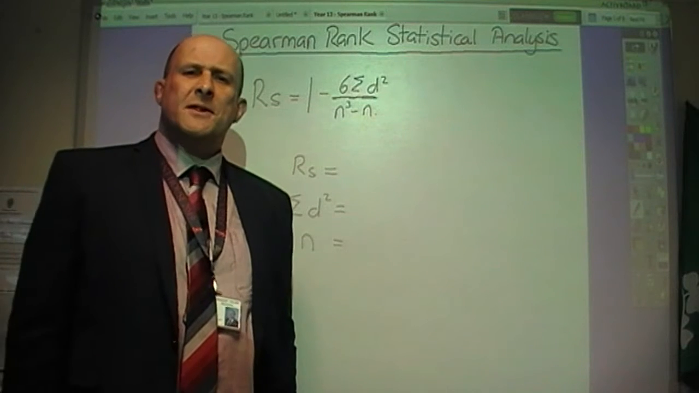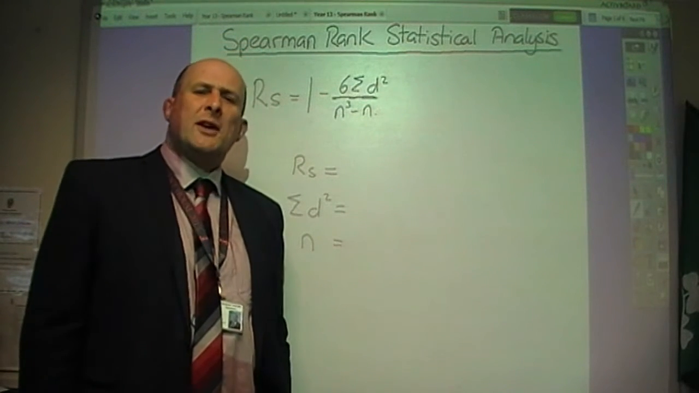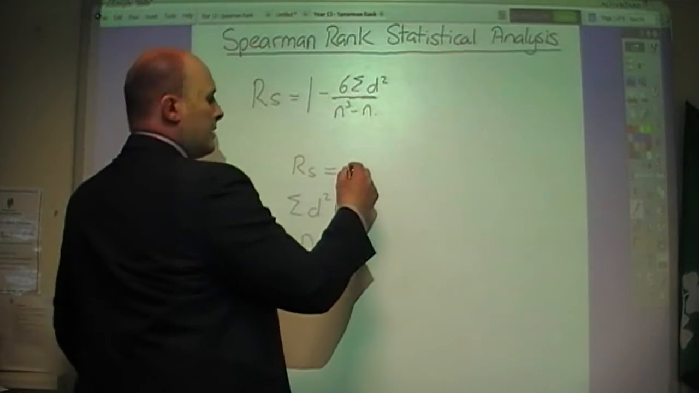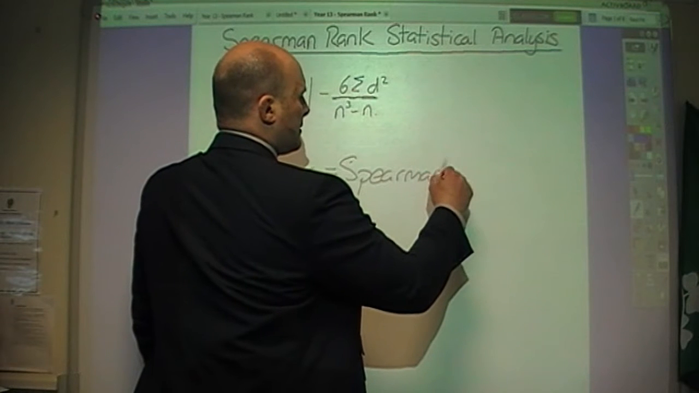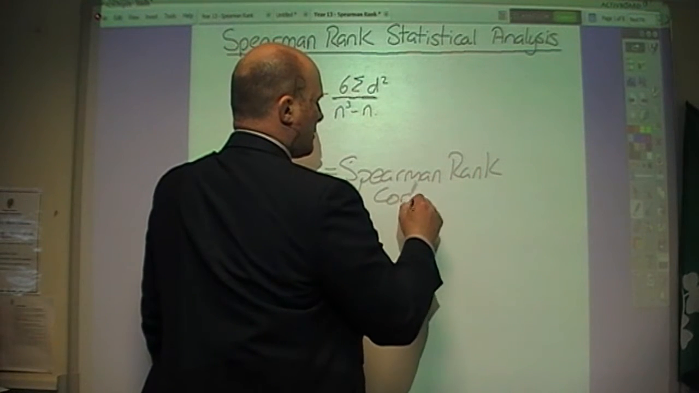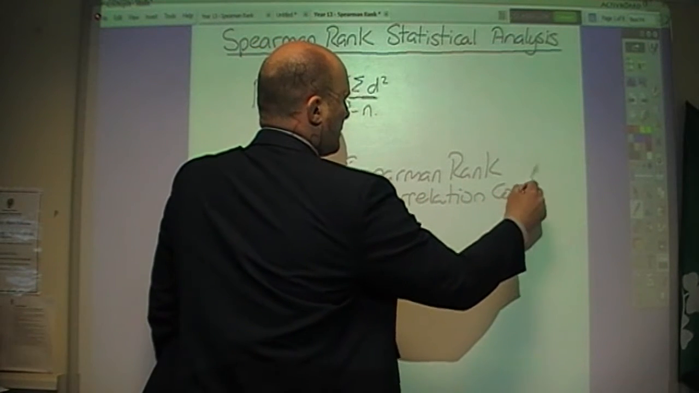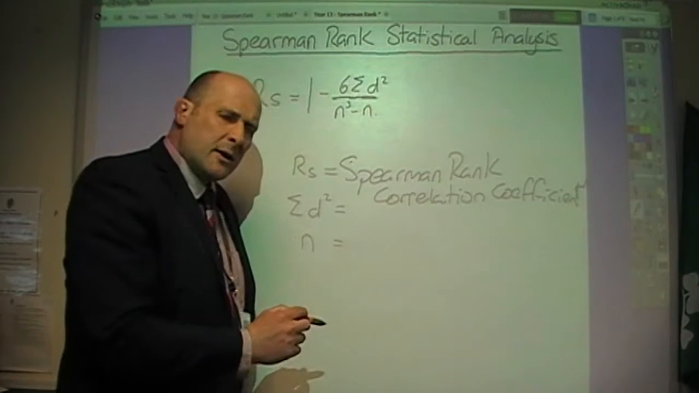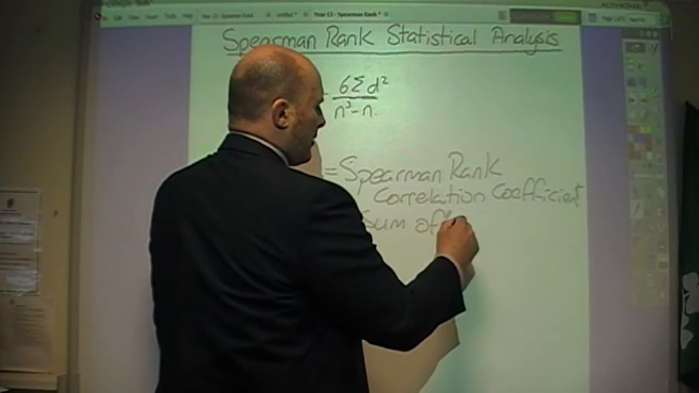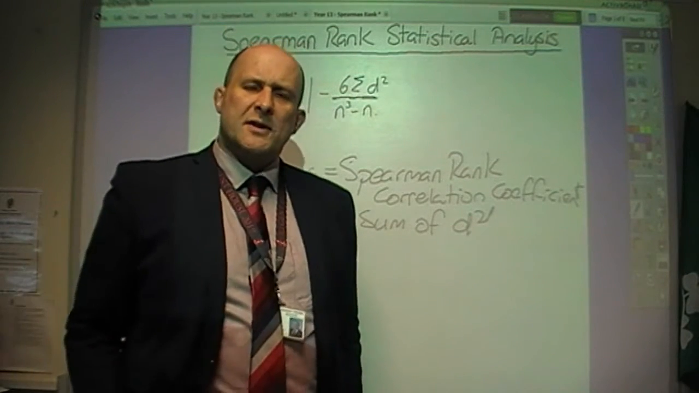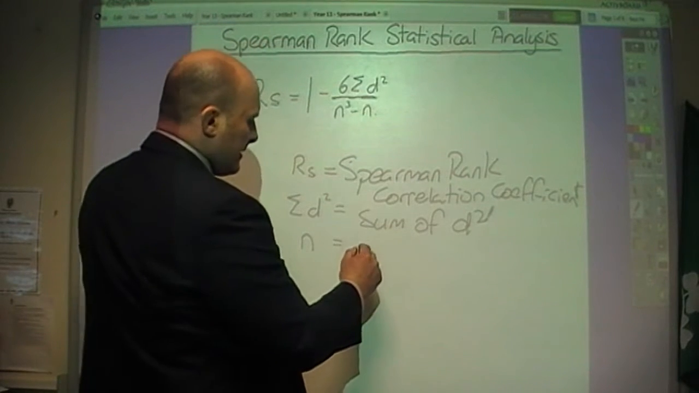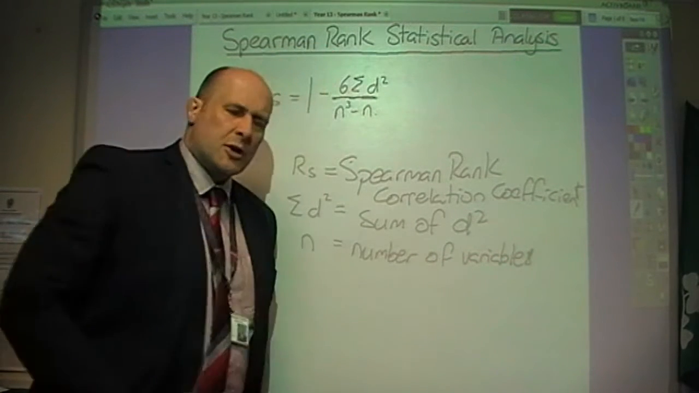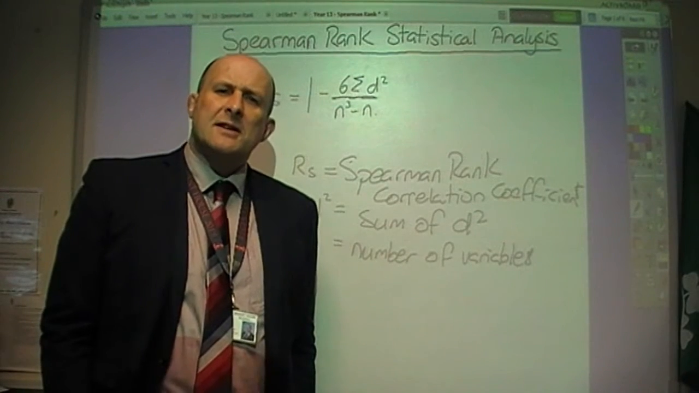Spearman Rank statistical analysis is looking at the relationship or significance between two variables. The equation requires a number of ingredients: RS value, which means Spearman Rank correlation coefficient. Sigma d squared means the sum of d squared, being the square of the differences in our ranking system, and n is our number of variables. And for a Spearman rank to work, we need at least 10 of these variables.